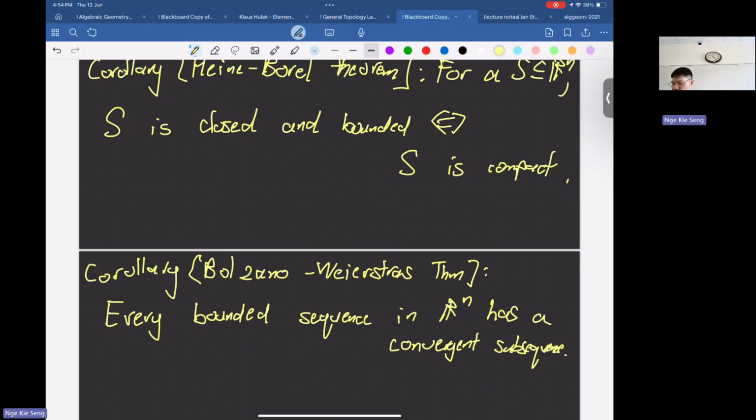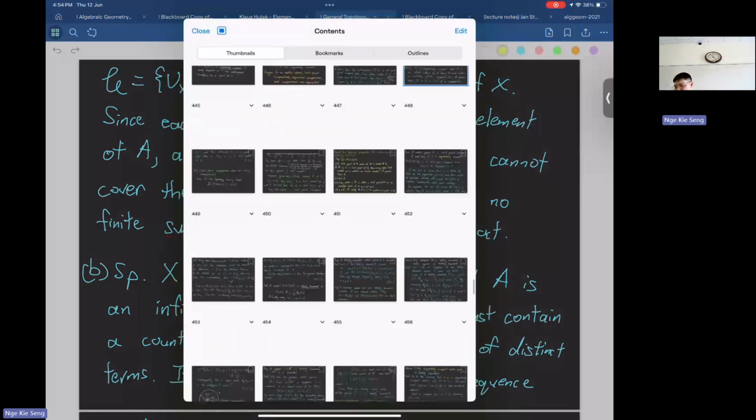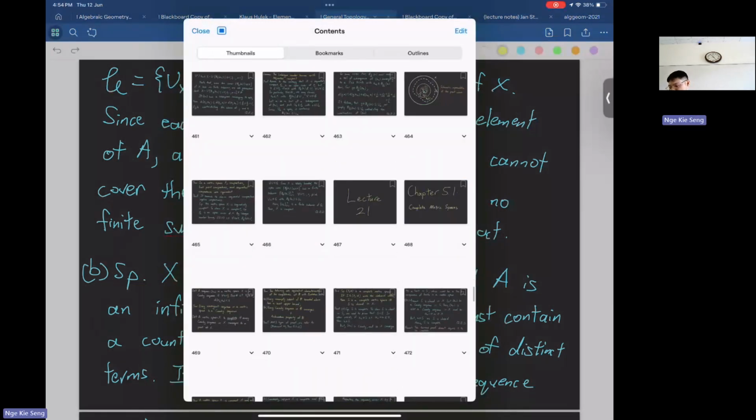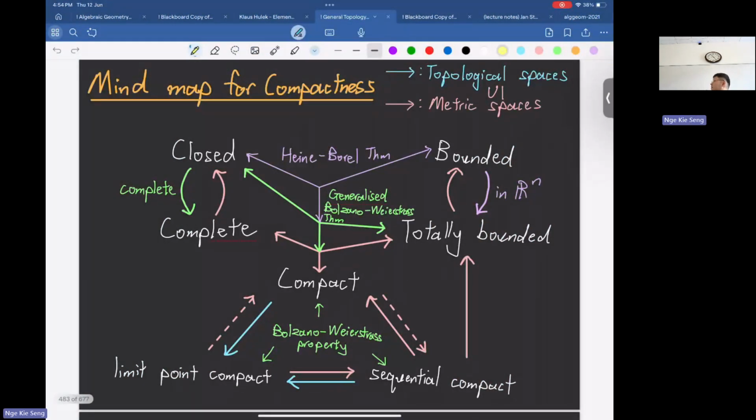So I made this mind map for you. Someone said that I should make a mind map, right? This mind map was written a long time ago, but nonetheless made by me. It specifies the relations between all the words that we have discussed: compact, limit point compact, and sequentially compact, with closed, complete, bounded, totally bounded, and how they are linked together with the theorems, and to what extent they are true.